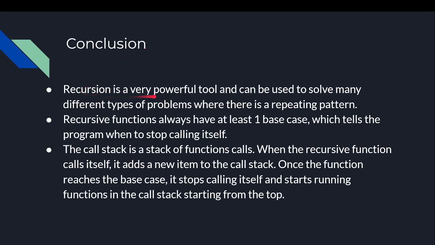Conclusion. Recursion is a very powerful tool and can be used to solve many different types of problems where there is a repeating pattern. Recursive functions always have at least one base case which tells the program when to stop calling itself. The call stack is a stack of function calls. When the recursive function calls itself, it adds a new item to the call stack. Once the function reaches the base case, it stops calling itself and starts running functions in the call stack starting from the top.